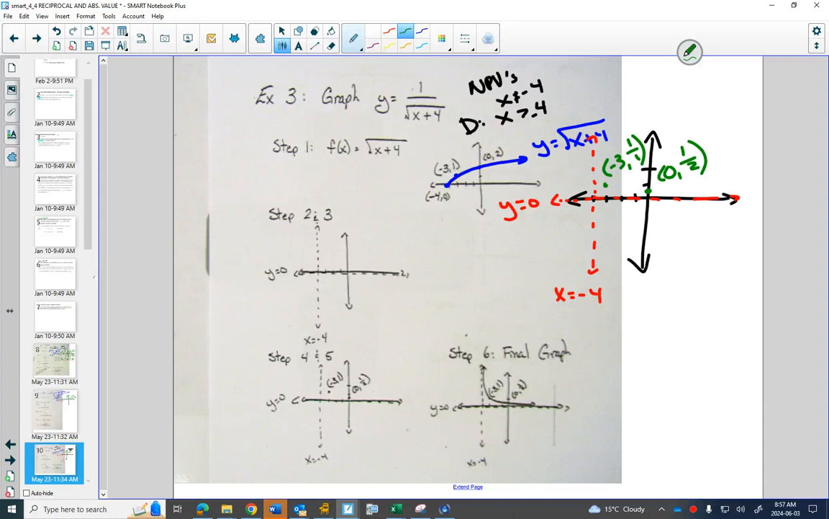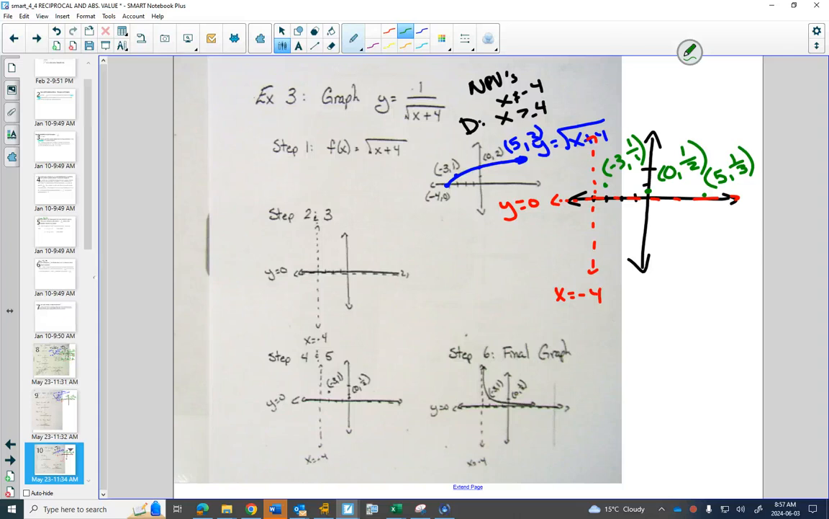If I wanted to find another nice point, for example, here if I plug in 5, 5 plus 4 is 9, square root of 9 is 3. I would have the point 5, 3 on my original graph, which means on this graph, I'm going to have 5, 1 over 3. When you're doing a 1 over graph, all that's changing is your y values are changing to 1 over y.